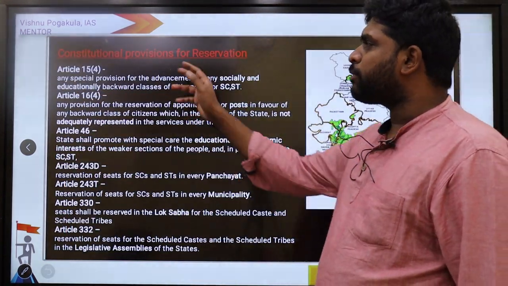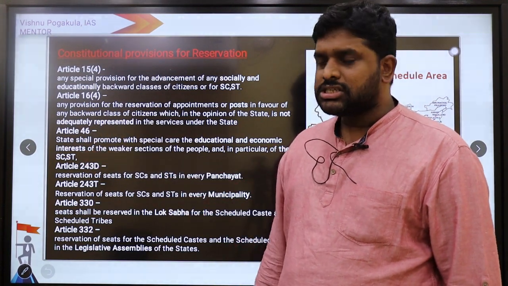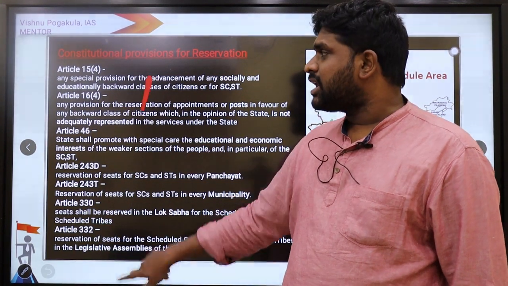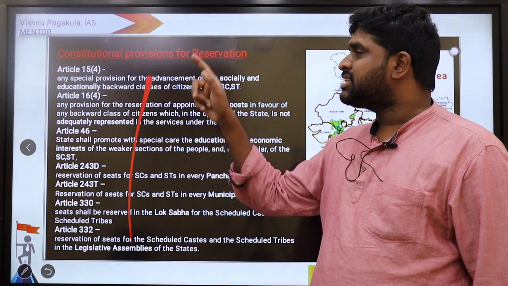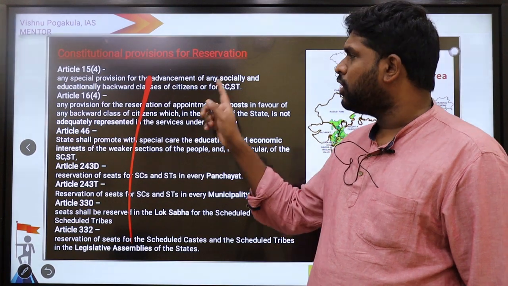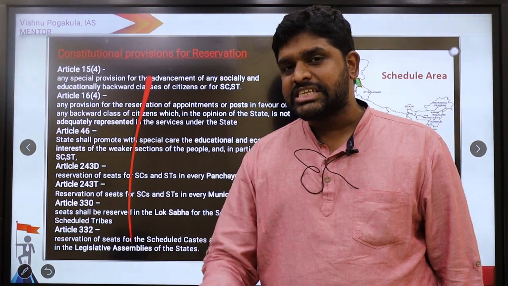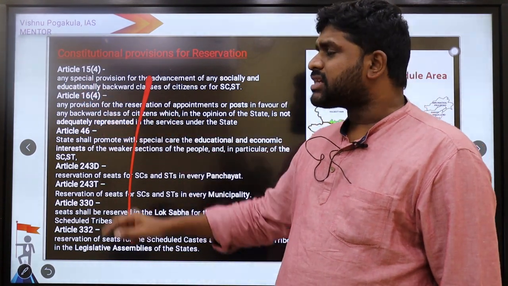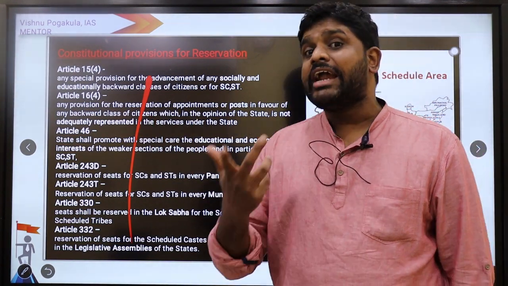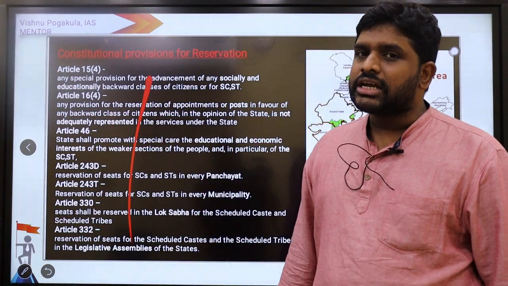So what are the constitutional provisions for reservation? Article 15 clause 4, Article 16 clause 4, Article 46, Article 243D, Article 243T, Article 330 and Article 332. These are the constitutional provisions which talk about reservations. For example, Article 15 clause 4 talks about whoever are socially and educationally backward, for whom we need to give reservations, mainly SCs and STs. Article 16 clause 4 mainly deals with provision for reservation in the opinion of the state for those not adequately represented. It might be OBCs, and sometimes minorities also.